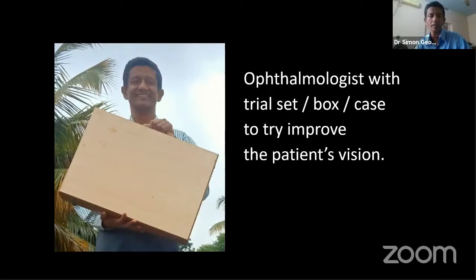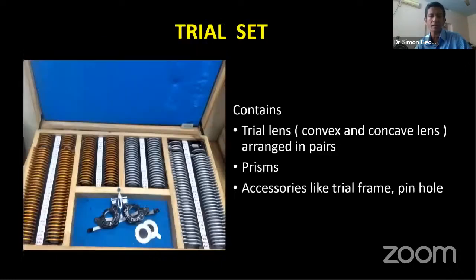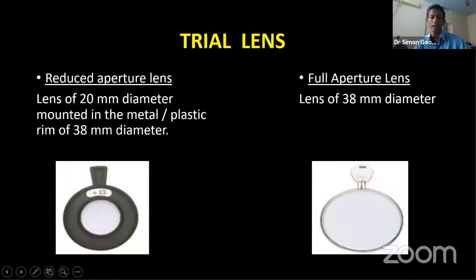Now suppose you open this box. What will you see? You will see numerous trial lenses, both concave and convex. You will see prisms, and you will see some accessories, which are the trial frame. You will see other accessories, which I'll cover in the next few slides. So let's now go to each one. We'll talk about lens.